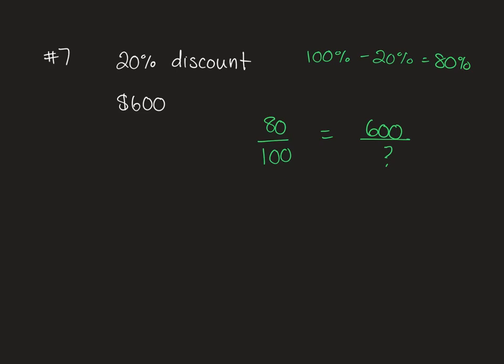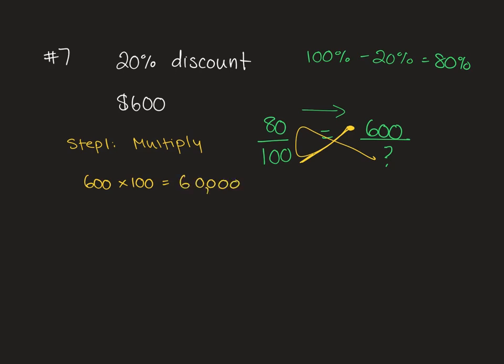Now, we have our unknown bottom number. Because we can't just multiply by a whole number from 80 to 600, we are going to use our fish. So the fish, the first step is to multiply. So we're going to look at the number that we started at opposite the question mark, 600, and we're going to multiply it by the next number that we come to. So that's going to be 600 times 100. So that is going to give us 60,000.